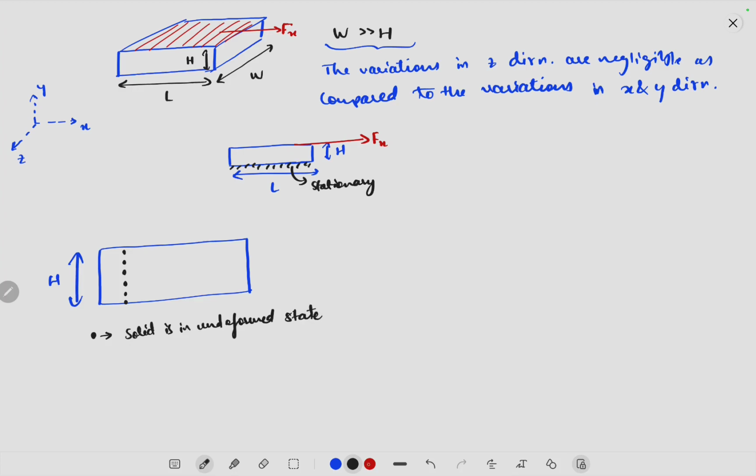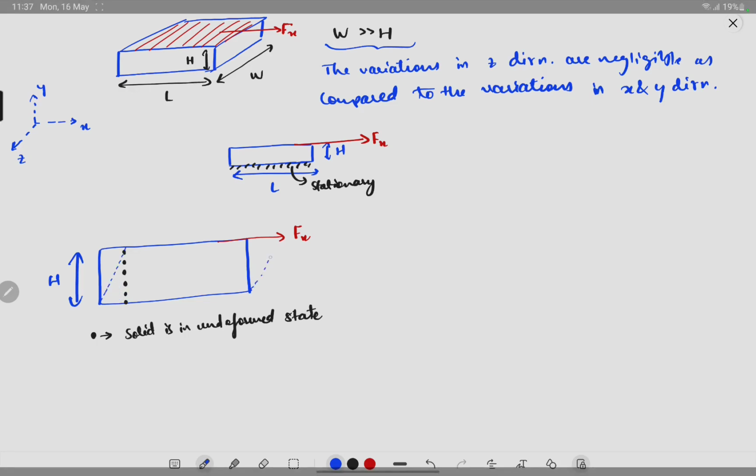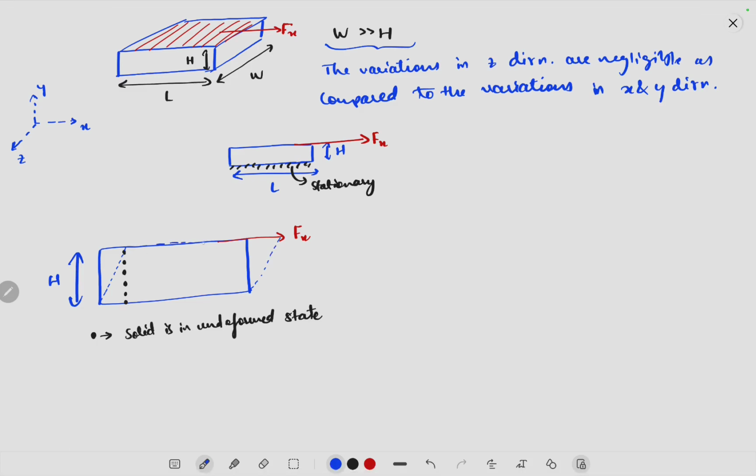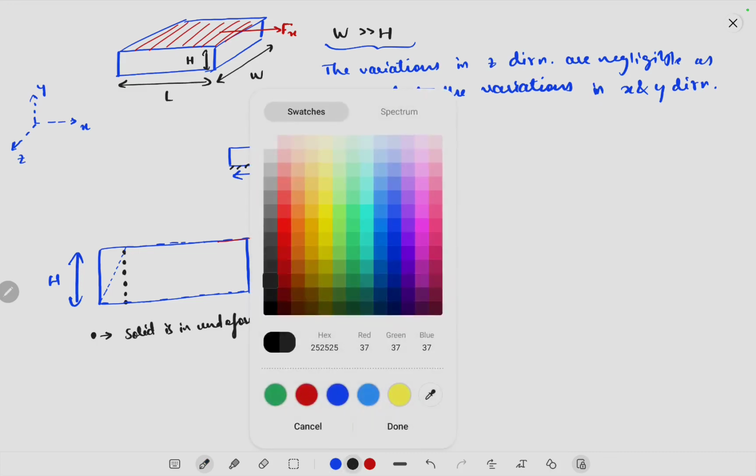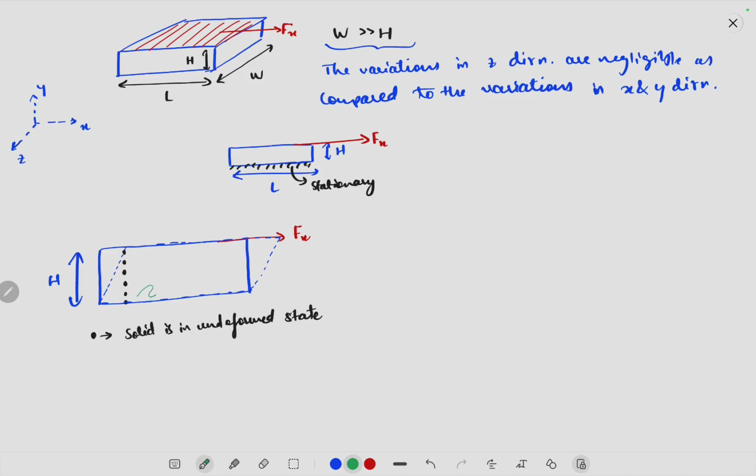Okay. Now let's say the force Fx is applied on this solid. A force Fx is applied on the top plate of this solid, and the solid deforms. So now let's say the deformed state of the solid looks something like this. It would get deformed, and let's say now the location of these points changes. So let's just mark it with a green color. The location of these points changes when Fx is applied.